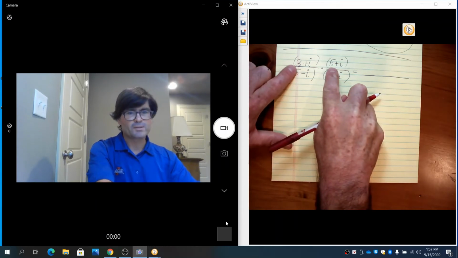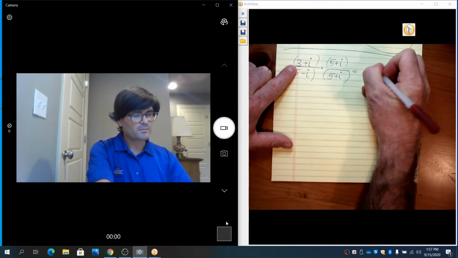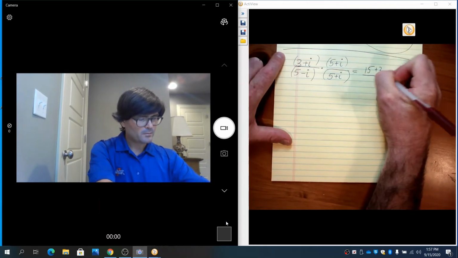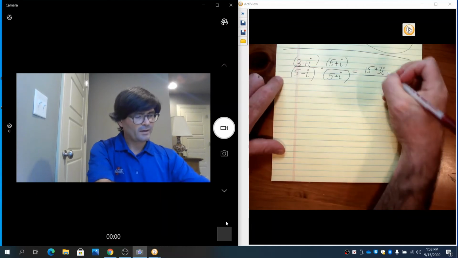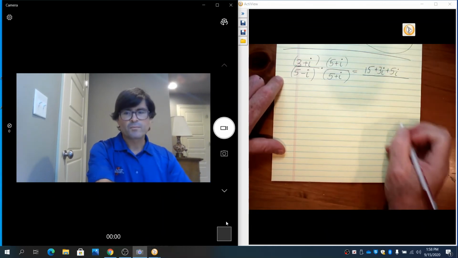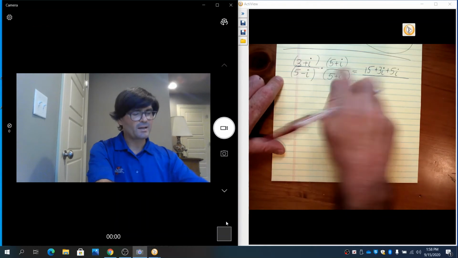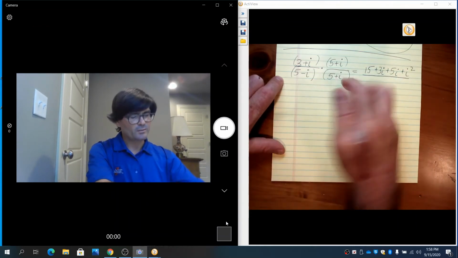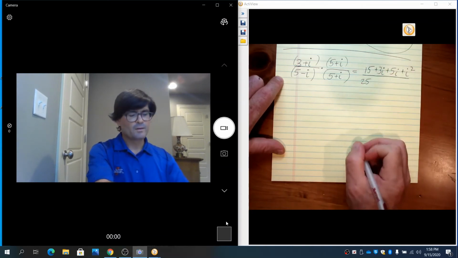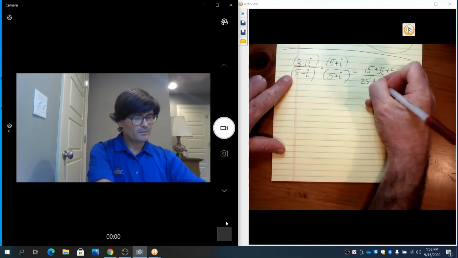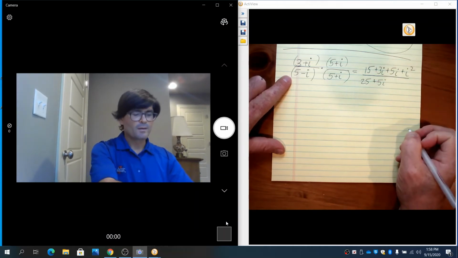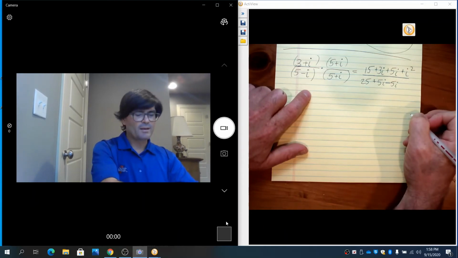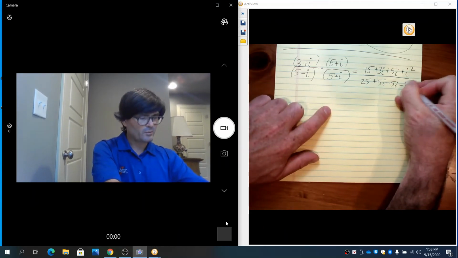On top, first terms are 3 times 5, that's 15. The outer terms are 3 times i, that's 3i. Inner terms are 5i. And last is i times i, that's i squared. On bottom, 5 times 5 is 25. 5 times i is 5i. Minus i times 5 is minus 5i. And then negative i times i is negative i squared.